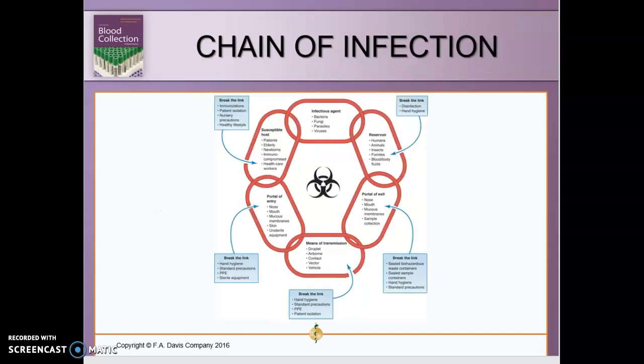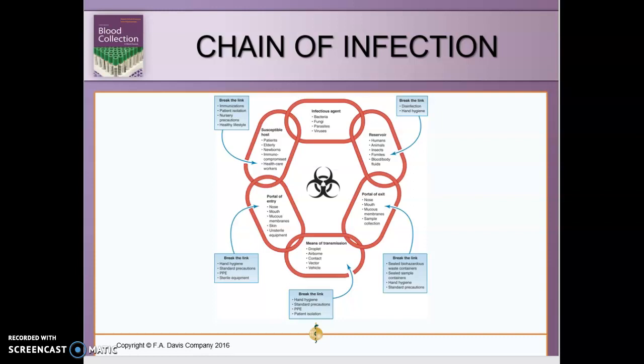Next, we're going to talk about the chain of infection. This slide goes over the chain of infection. The chain of infection is completed when you have a source, a mode of transmission, and a host. I want you to look on page 5. If you look on page 5 in chapter 1, this goes over the chain of infection and everything that is required to actually get an infection. You have to have all of these in order to have an infection.